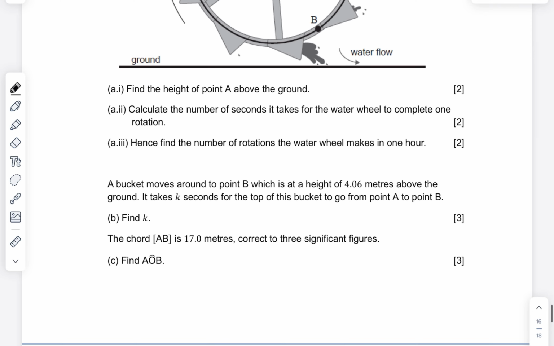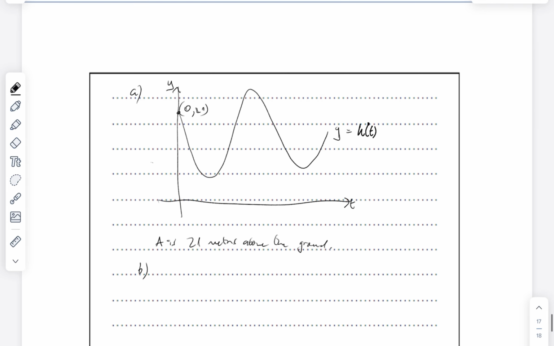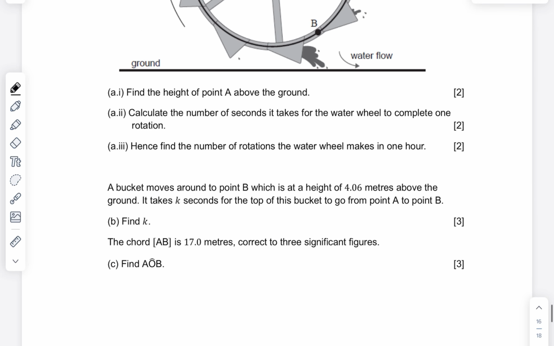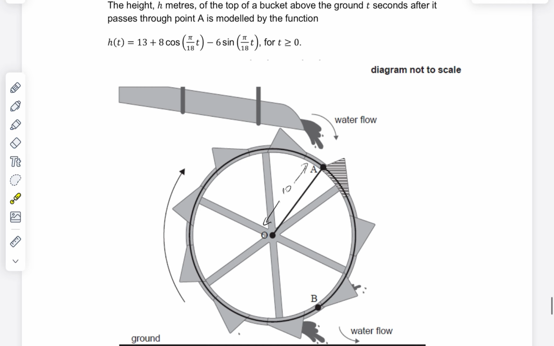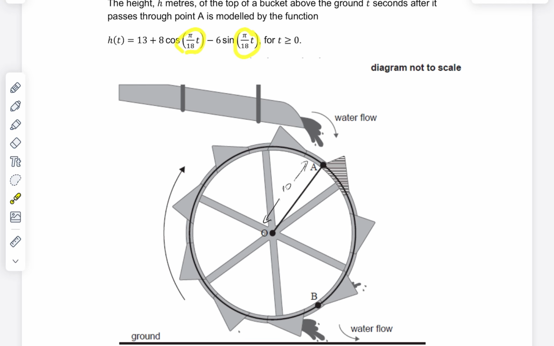Part AII, sorry, that's AI. This is now AII. Calculate the number of seconds it takes for the water wheel to complete one rotation. So I could calculate it from this because I can see here what's actually making it go round. And pi divided by the period, it should be 2 pi divided by the period. It should give me this, so it's 2 pi over 36, means it's 36 seconds to do one rotation.